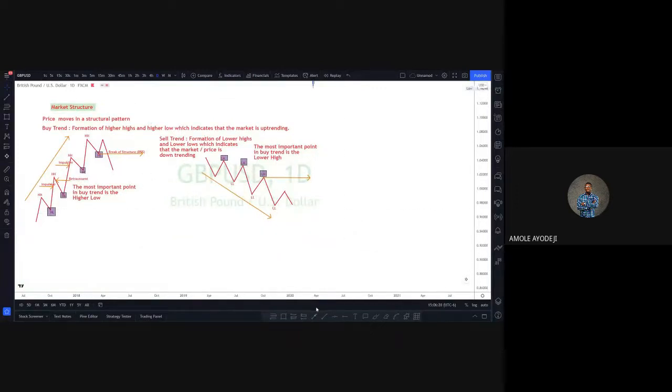Now, once this guy breaks out of this last lower high, then you know that this guy wants to change to a buy trend. But you don't just jump into a trade anyhow. That's how people get caught in the web. You don't just jump into a trade anyhow.